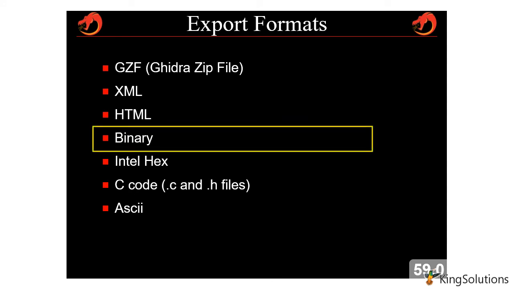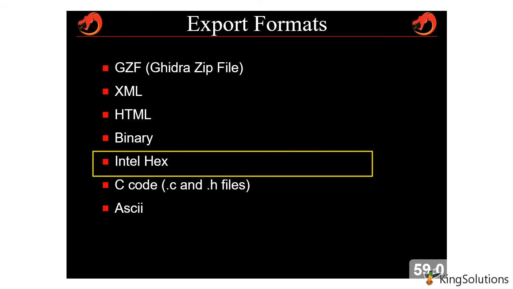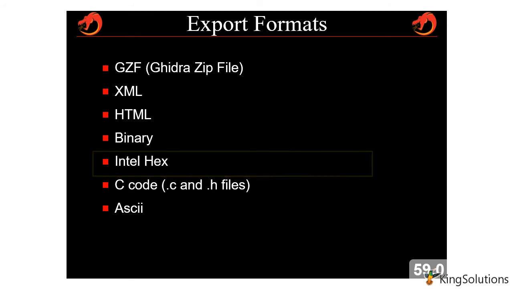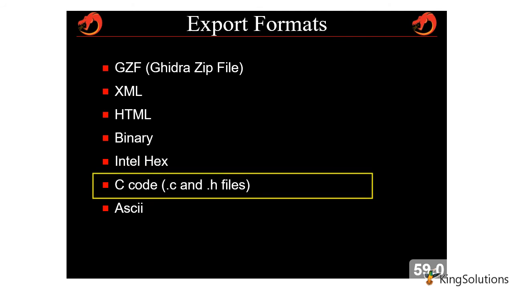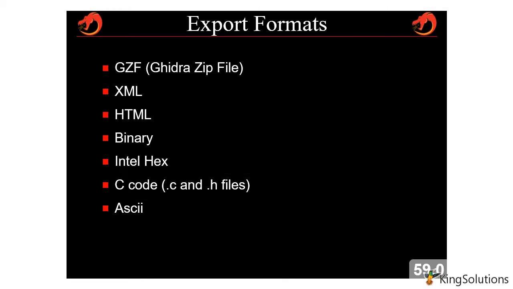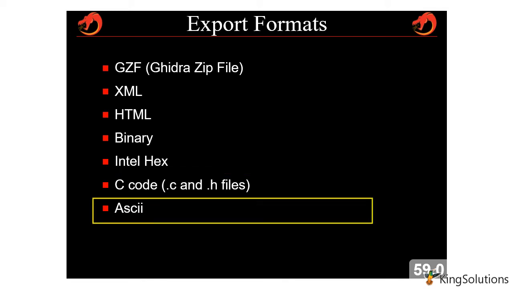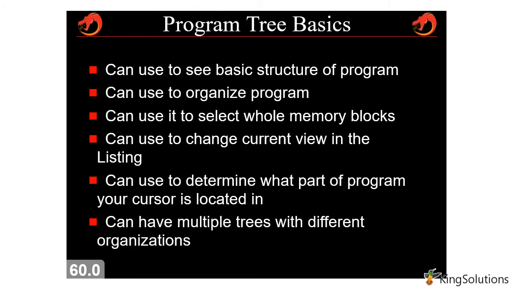Binary exports a selection, or the entire program, as binary. Intel hex exports a selection, or the entire program, as Intel hex format. C exports a selection, or the entire program, as C code, including the corresponding .h file. ASCII exports a selection, or the entire program, as a printable ASCII file.